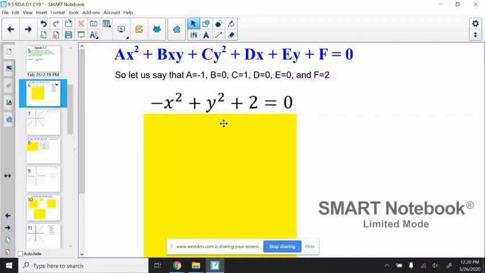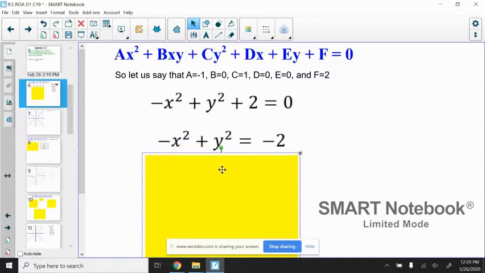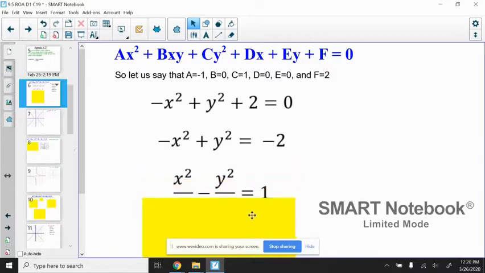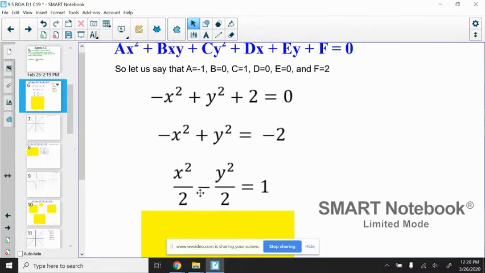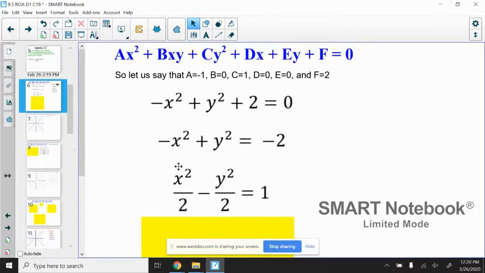So I think I'm going to subtract 2, most definitely, and I'm going to end up with this. And then obviously we always want to set this equal to 1. So I'm going to divide every group of factors by -2, which leads me straight to this right here. And voila, it is definitely a hyperbola. Based on the positive term, it gives us direction as to whether it is horizontal or vertical.